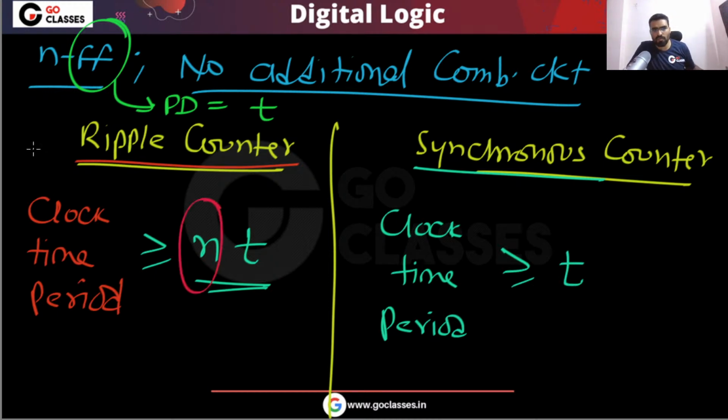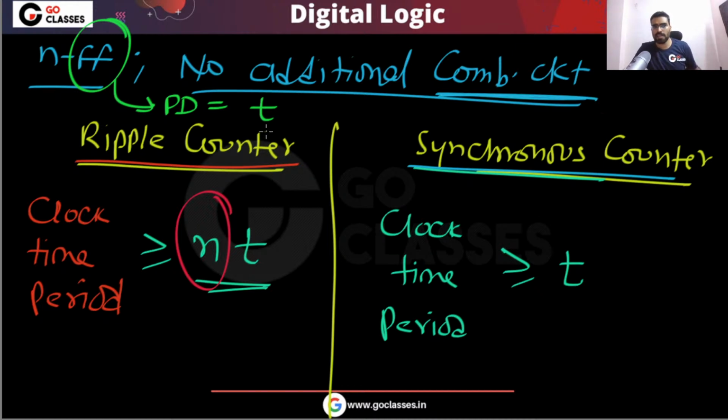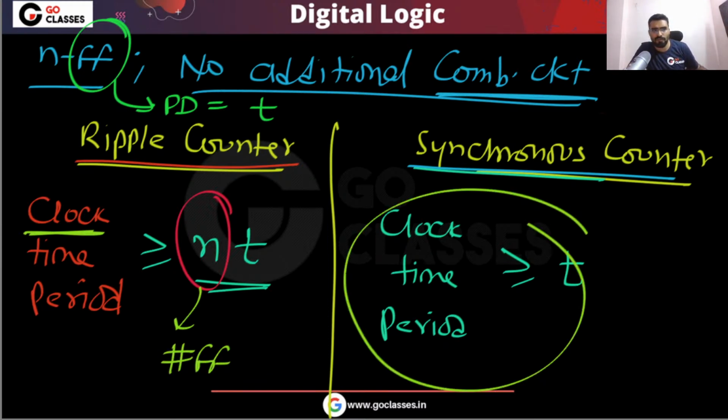So if you have n flip-flops, there is no additional combinational circuit, and let's assume every flip-flop has propagation delay equal to t. Then in a ripple counter, the clock time period will be greater than or equal to nt. It will depend on the number of flip-flops. Remember, this is your number of flip-flops. You can notice here, for the synchronous counter it does not depend on the number of flip-flops.